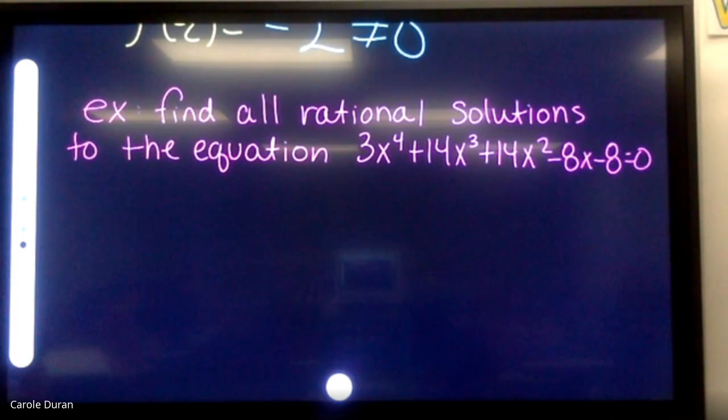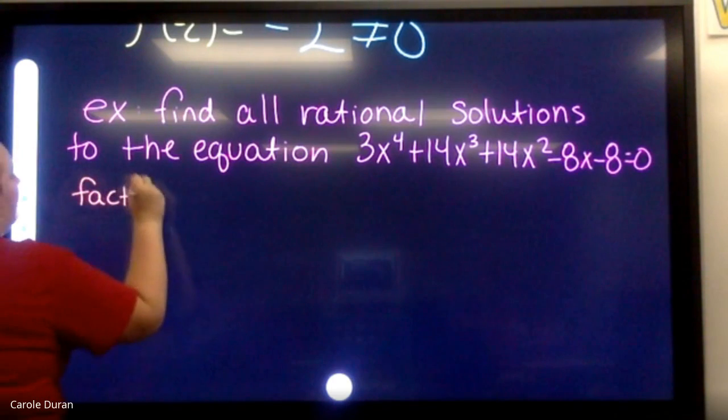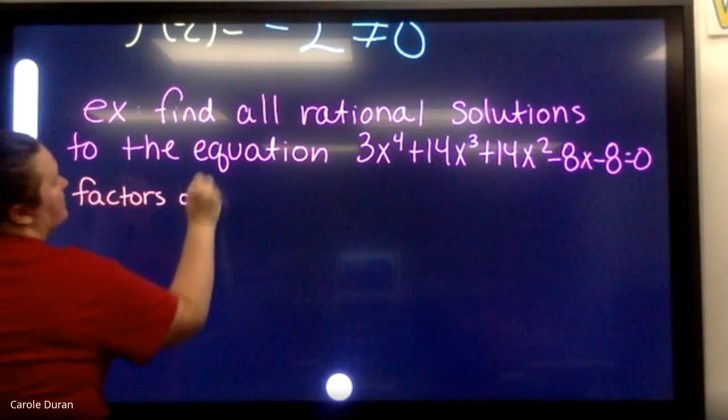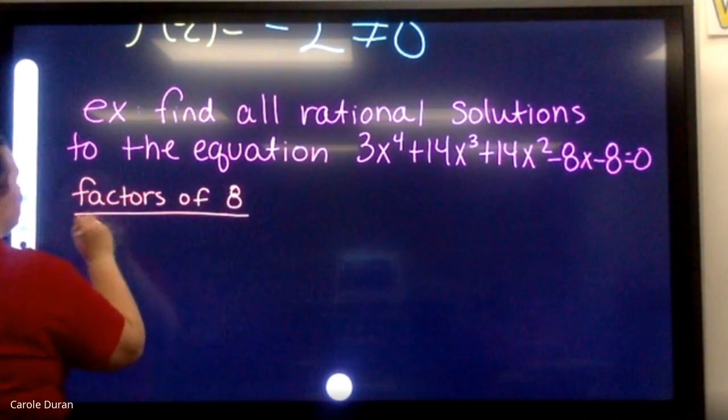Okay, are we ready? The first step, when I say to find all of the possible rational roots, or if I say to factor completely, they mean the same thing. You have to start with a list of possible zeros that could work. In order to do that, I have to do the factors of my constant divided by the factors of my leading coefficient. So my constant here is 8. My leading coefficient is 3.